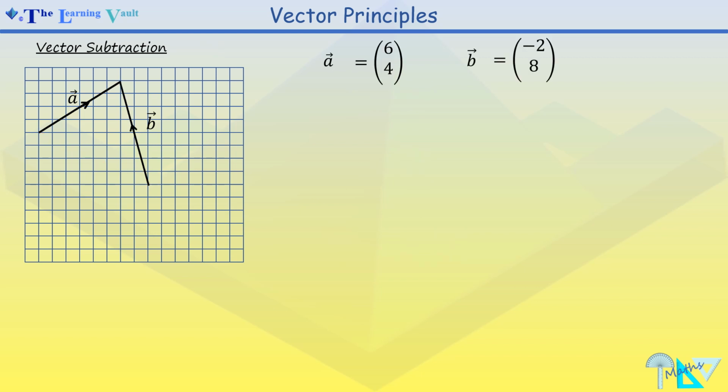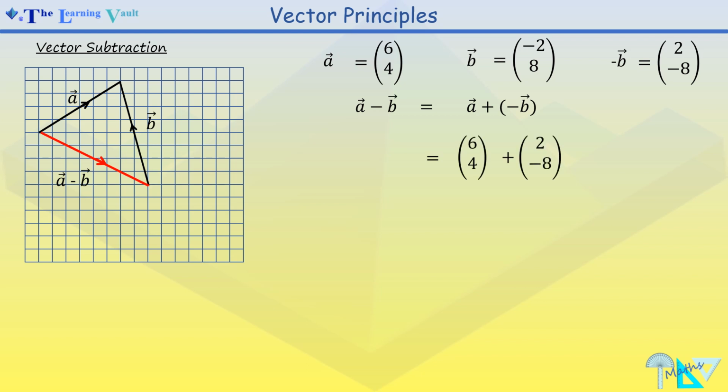Vector subtraction. We're given the vector A as a column vector of 6 and 4 and B as a column vector of -2 and 8. Now to work out vector A minus vector B, we should remember and note that it is vector A plus the negative value of vector B, which will become a column vector of 2 and negative 8. So we now have the column vector of 6 and 4 plus the column vector of 2 and negative 8. This will give us a column vector of 8 and negative 4.